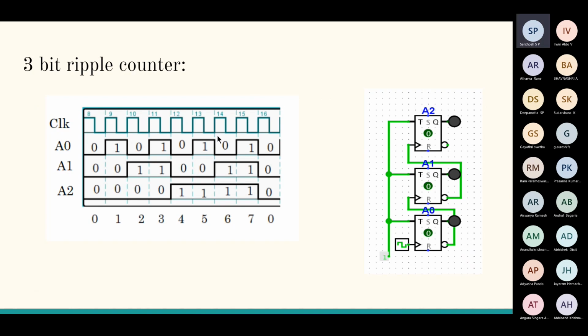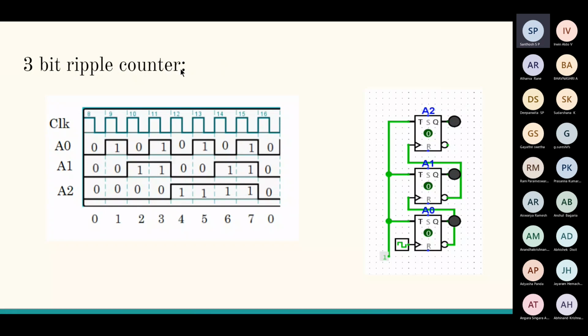Okay, now we'll build something called a 3-bit ripple counter. Why is it called 3-bit? Because we use 3 flip-flops over here. This is the circuit diagram of the counter that we are building. It's called 3-bit because we use 3 flip-flops, and each flip-flop can store 1 bit of data. It can either store 0 or 1.